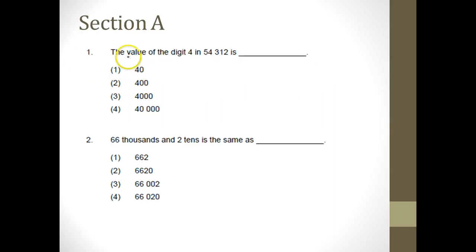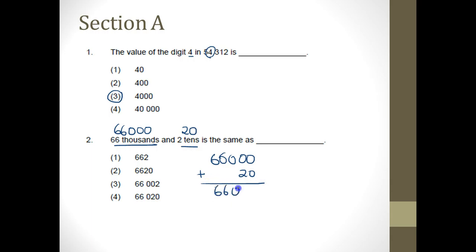Question 1. The value of the digit 4 in 54,312, so we know that the value of the digit 4 is 4,000. Question 2. 66,000 and 2 tenths is the same as, so I know this is 66 thousands, there are 3 zeros, 2 tenths, so 66,000 and 2 tenths plus 20 would give me 66,020, which is option number 4.